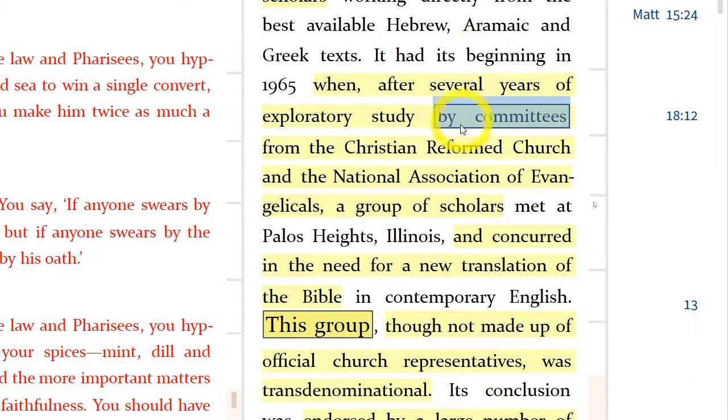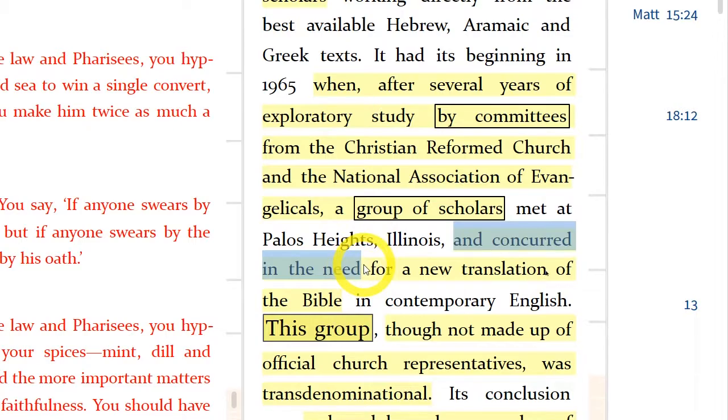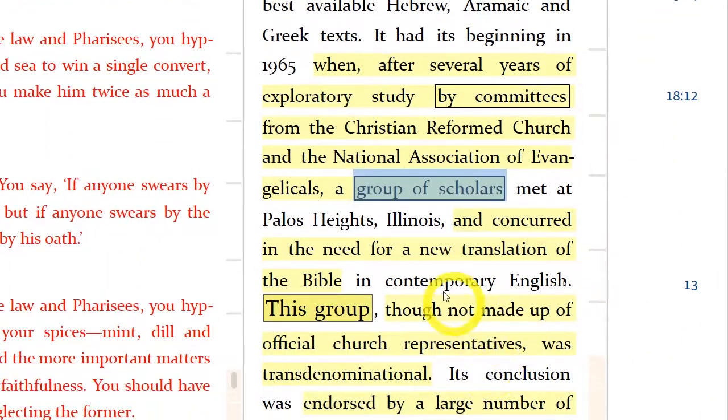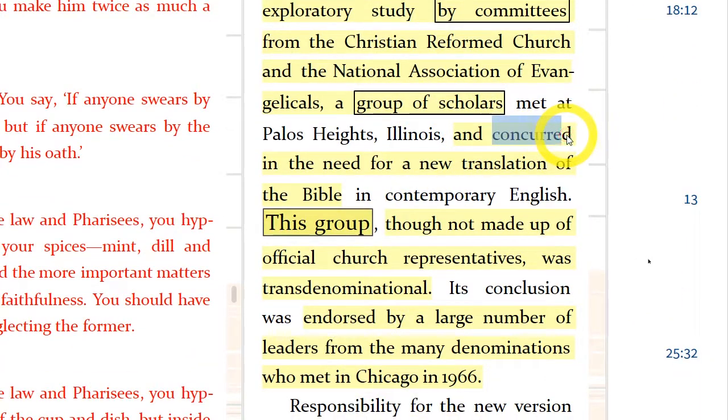And then it looks like it says right here, by committee from the Christian Reformed Church and National Association of Evangelicals, a scholarly group. This scholarly group of leaders, teachers, and scholars, they didn't like that verse too much, it looks like. All right. And then it says they concurred the need for a new translation of the Bible. I bet they did. They needed a new translation. I mean, those words of Jesus, they just are a little bit too rough on them. We really need another translation. We've got to get this out of there. Get it out. And so we really need another translation. They concurred that right there, you see.